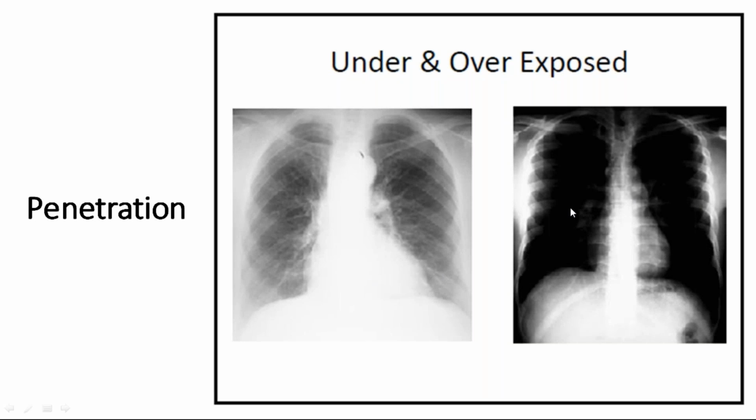Another example: penetrance is nothing but exposure only. So this is an underexposed one with very streaky markings. This is an overexposed film where you can hardly see any details at all.